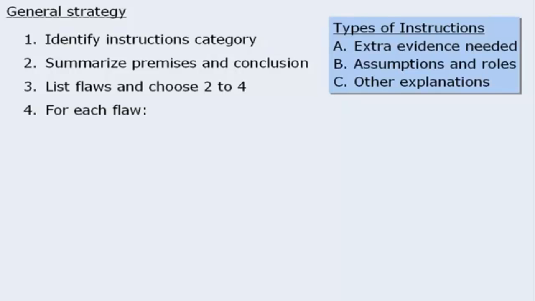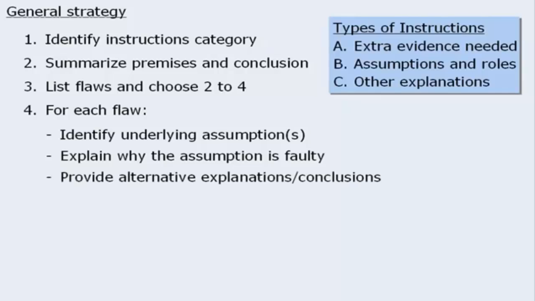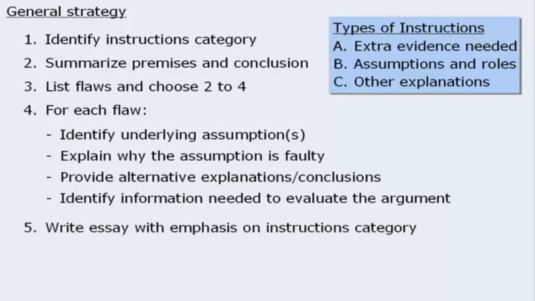For each of these flaws, we'll identify the underlying assumption or assumptions, explain why the assumption is faulty, provide other possible explanations and/or conclusions, and identify what extra information is needed to evaluate the argument. At this point, we're ready to write our essay with an emphasis on the points dictated by the category of instructions. Finally, once we've written the essay, we should proofread it.